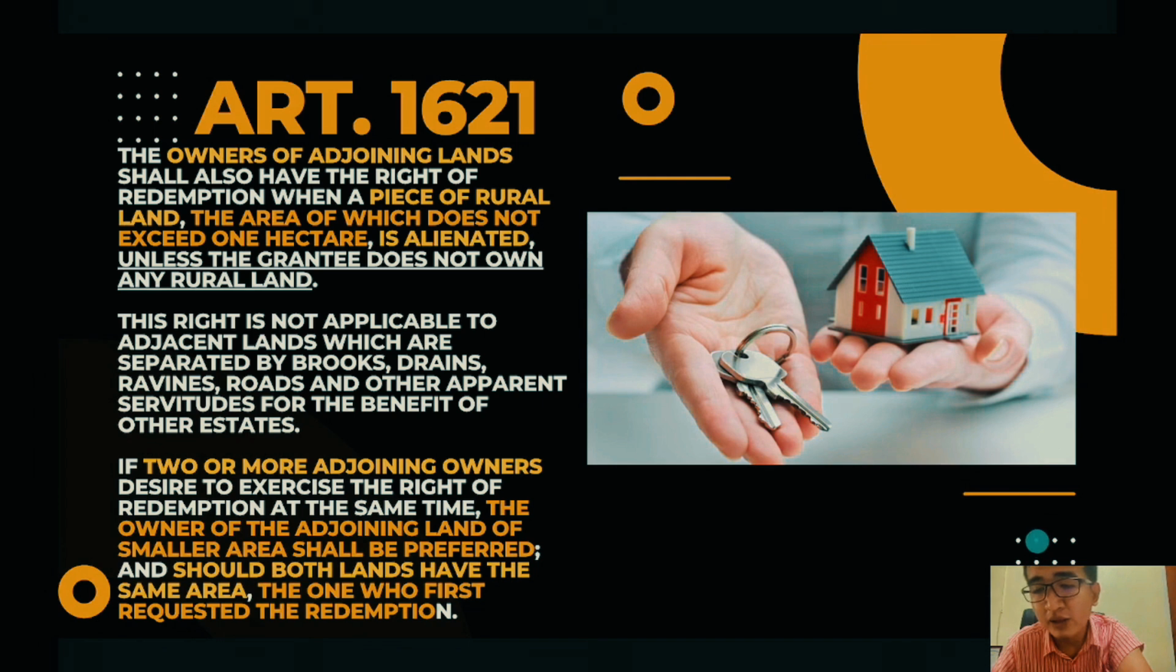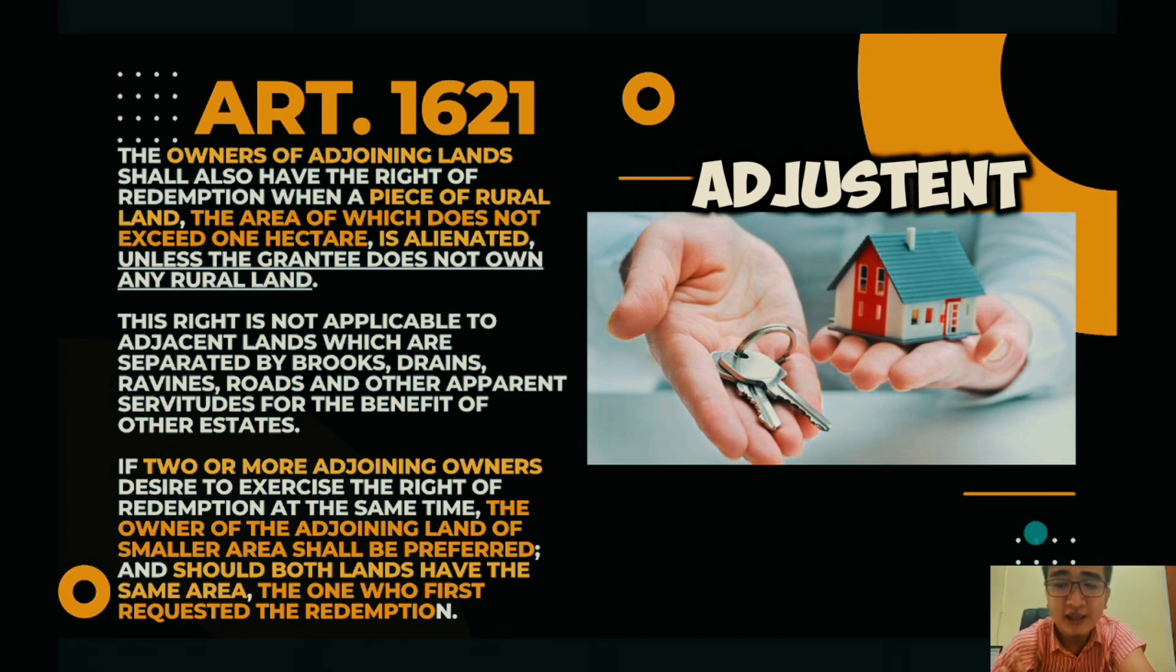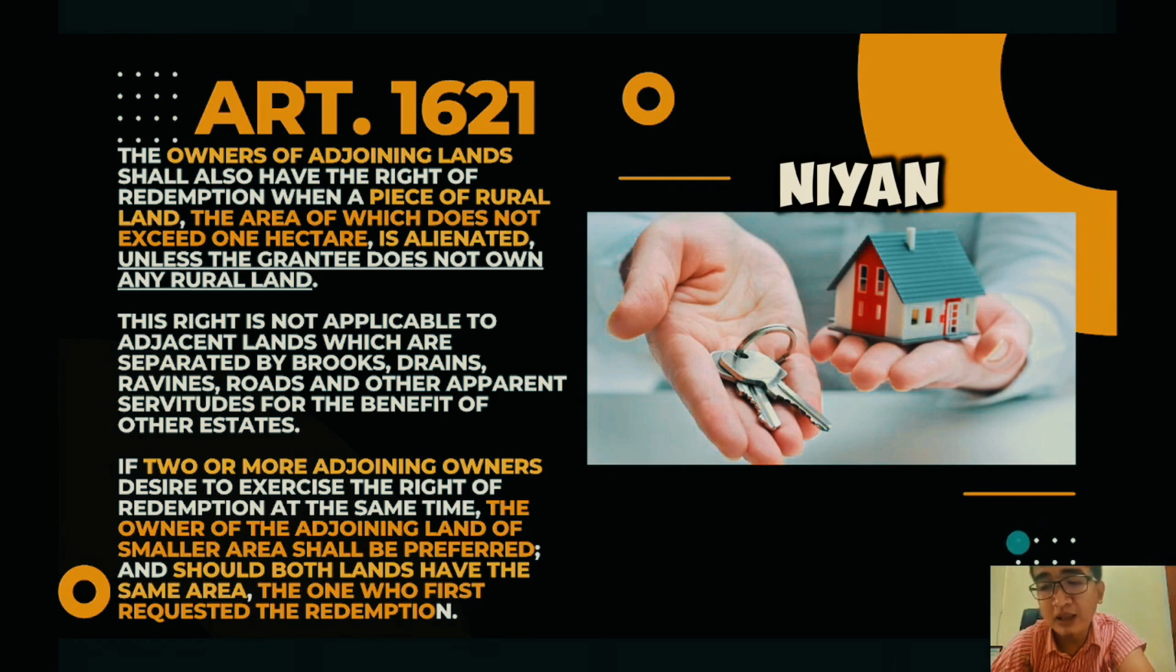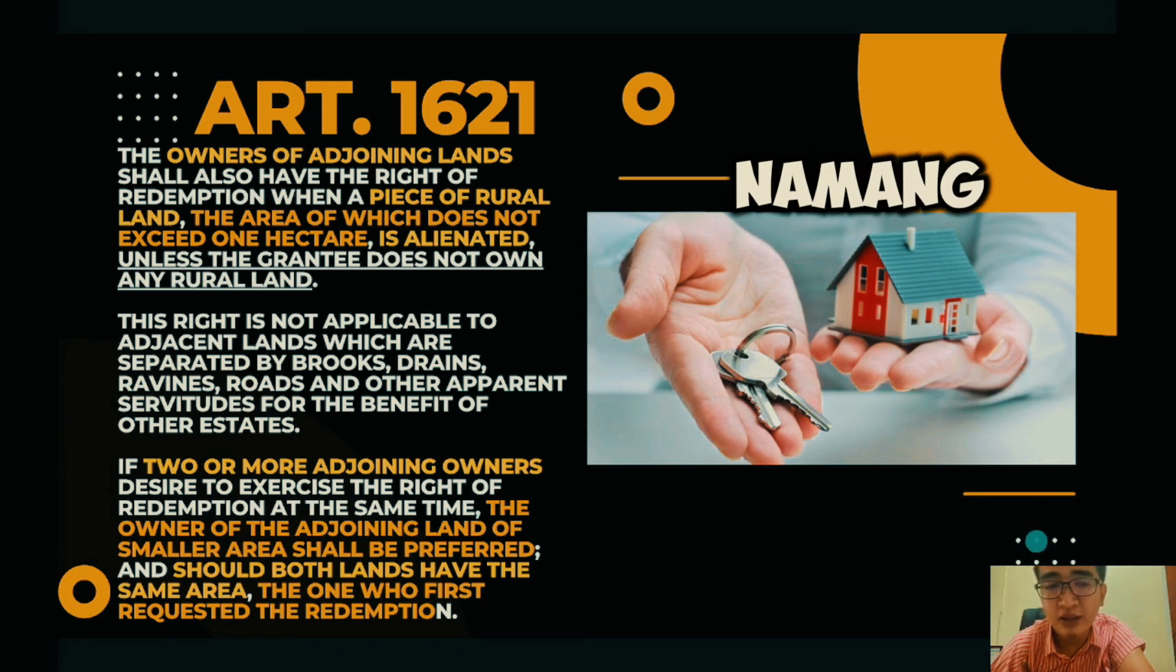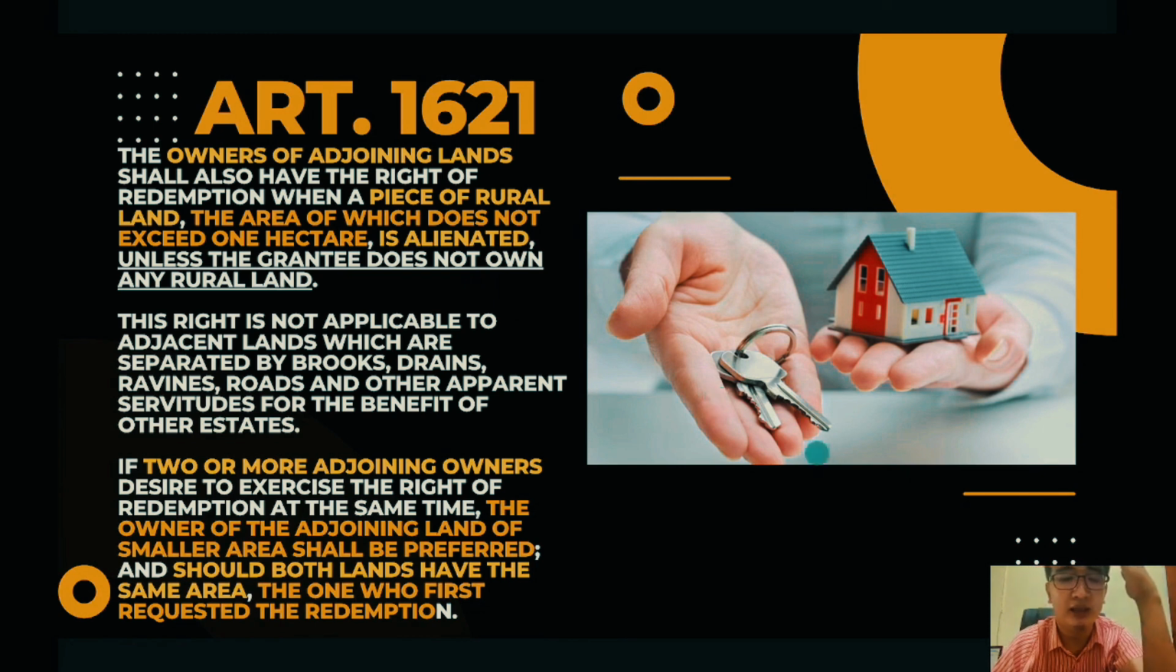Meaning, if there is no brooks, drains, ravines, roads, and other apparent servitudes separating the land of A to the land of B, the land of B to the land of C, A or B can redeem the property sold by B. Why? Because the law prefers adjacent owners. Since ikaw na yung may-ari niyan, di ba, it must be favorable to you if you can utilize this land. Di ba? Or C can utilize this land. Di ba? Kaysa naman na magpapasok ka ng ibang owner dyan na wala namang rural land sa area. Yung sabi niya dito, unless the grantee does not own any rural land in the area.